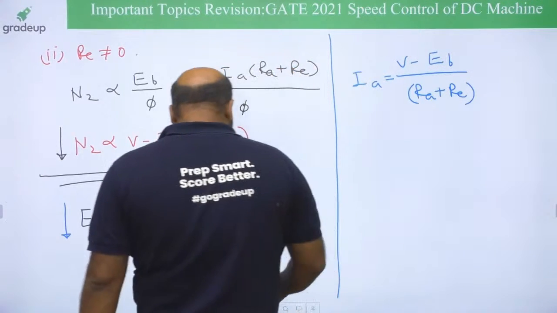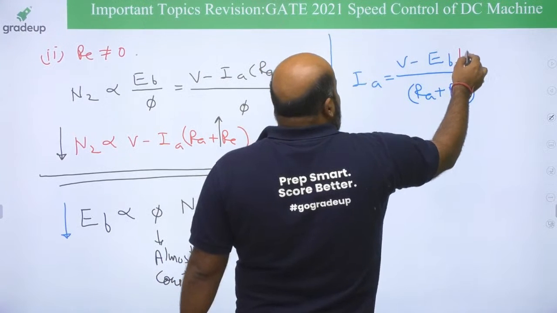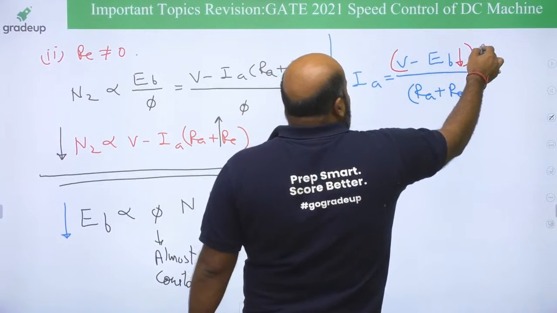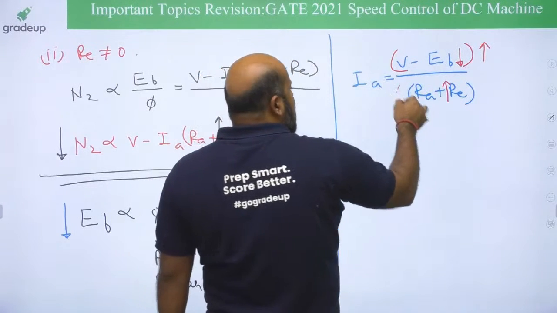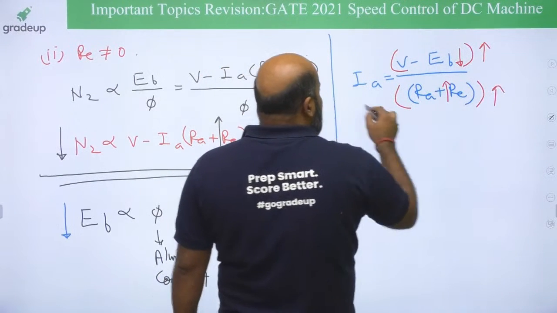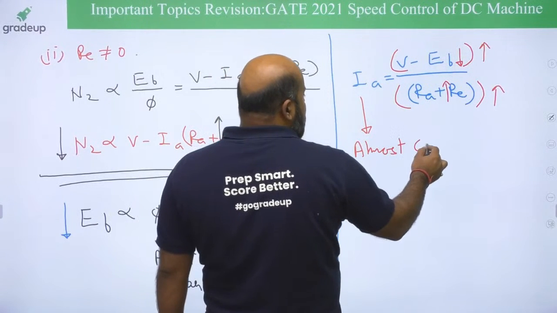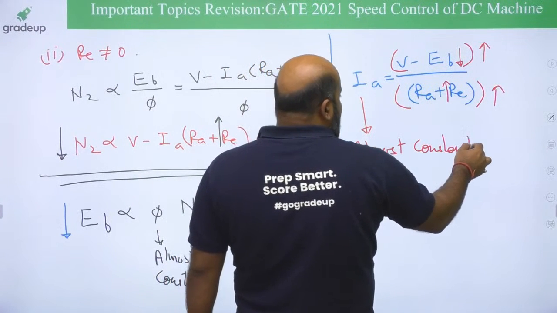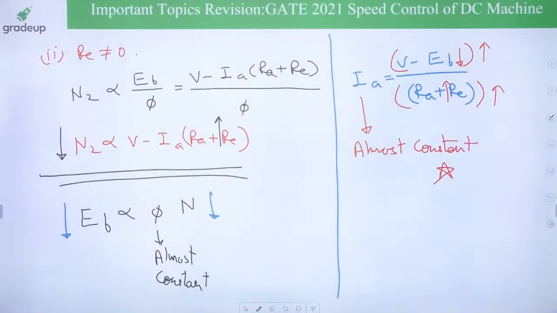Now, if you see, if back EMF is reducing, it means this total is going to be increasing, and if you are increasing the external resistance in the armature circuit, so this value is also increasing. So you are saying armature current is almost constant. Very, very important conclusion. This can be asked in your GATE examination in terms of multiple select questions. Everybody just tell me, are you getting this idea clear in your mind or not?